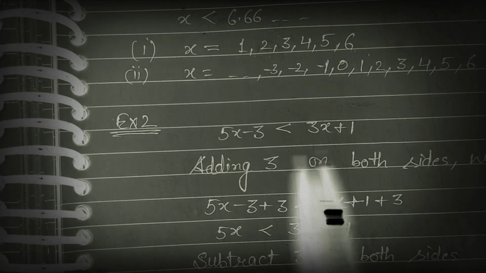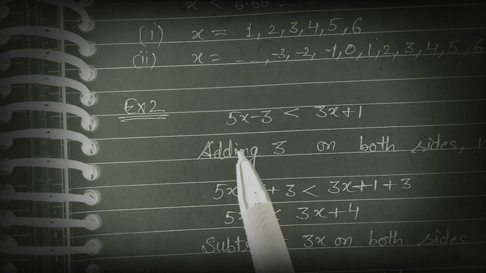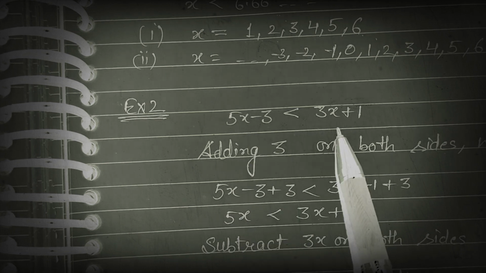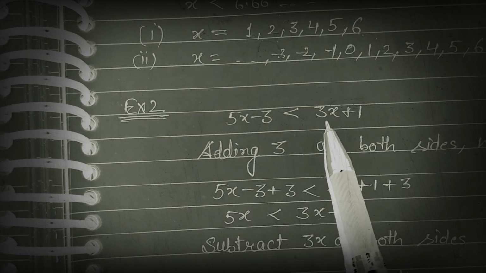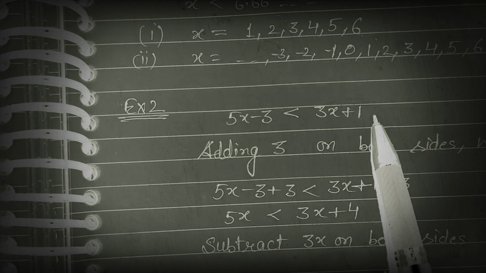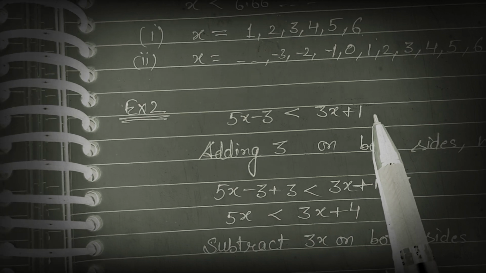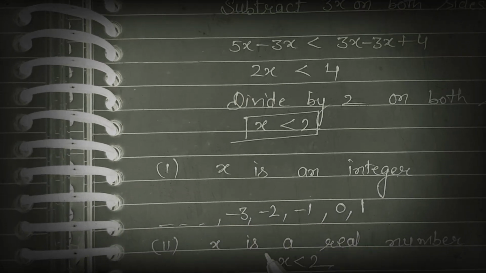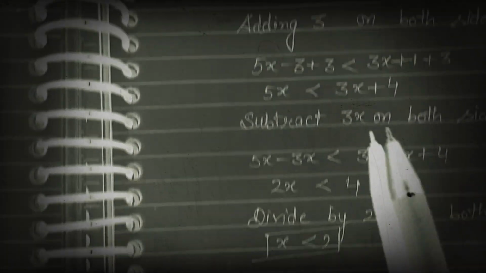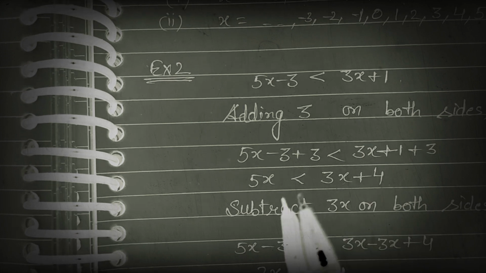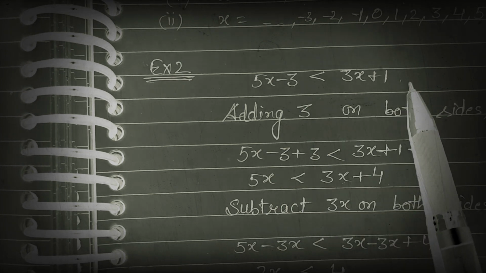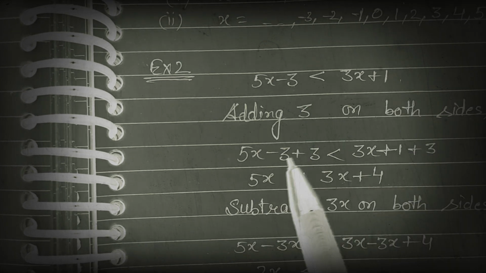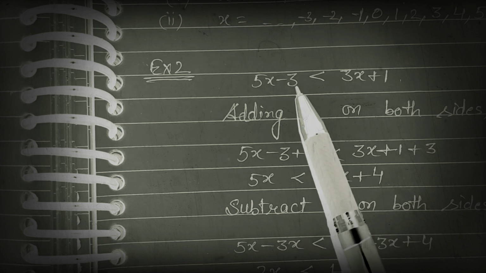Now come to the second example. In this question, solve this. 5x minus 3 is less than 3x plus 1, and find out the x value. In the first part x is an integer, and in the second part x is a real number. So firstly we will find out x here. 5x minus 3 is less than 3x plus 1. So we can add 3 on both sides for cancelling 3.